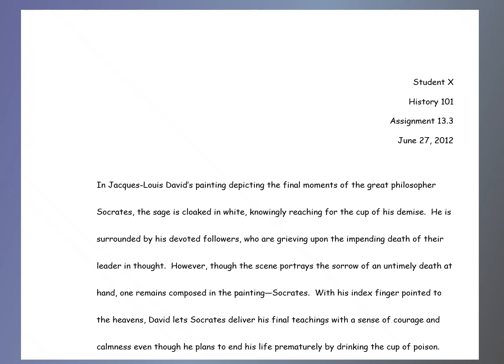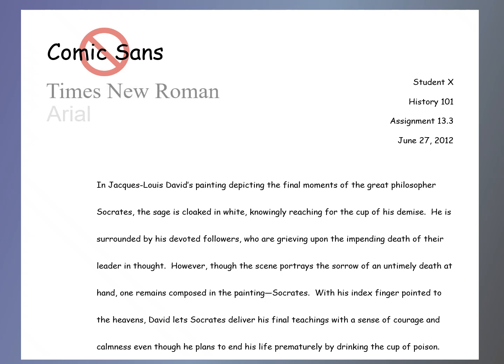One of the first things you will notice about the document are the fonts. The font you see being used here is Comic Sans. That is not a scholarly font for a history paper. Don't get cute with your fonts. Get cute with your writing. Limit the fonts you use to Times New Roman, Arial, Garamond, or some similar font.